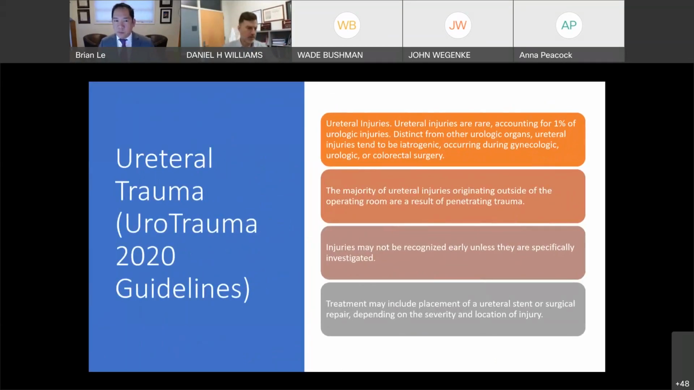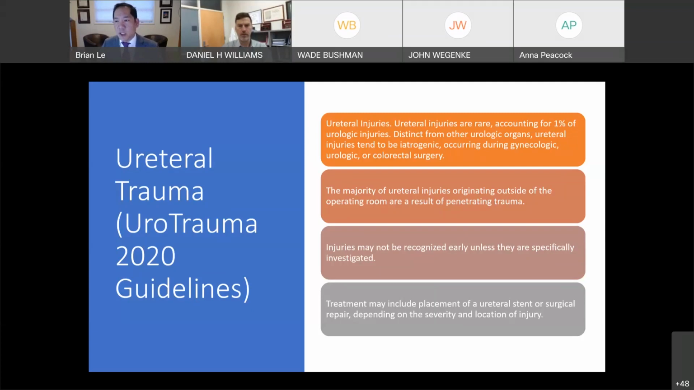So anytime there's an existing guideline on the topic, I think it's important for our trainees to know where the guidelines stand. The urotrauma guidelines were updated in 2020, so fairly recent. And I think they came out after Dr. Grimes' lecture, the last lecture here at UW. So they're relatively rare, accounting for 1% of urologic injuries in terms of trauma urologic injuries.